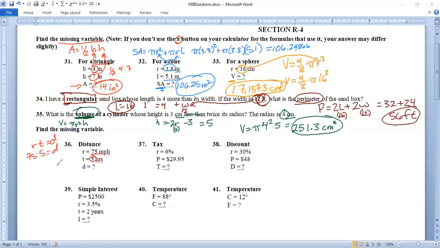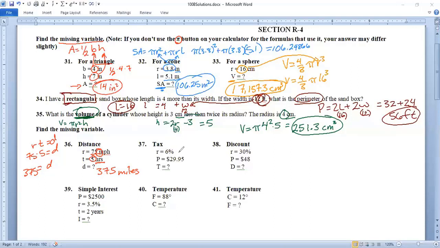And so the distance is going to be 75 times 5, which comes out to be 375, I think. 375 what? Well, this was miles per hour, and this is hours, so that must be 375 miles. All right, number 37 on tax.